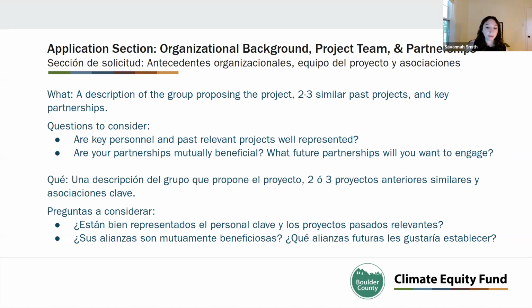If you are writing this section, a couple of questions to consider include: are key personnel and past relevant projects well represented? Are partnerships mutually beneficial? And what future partnerships will you want to engage?